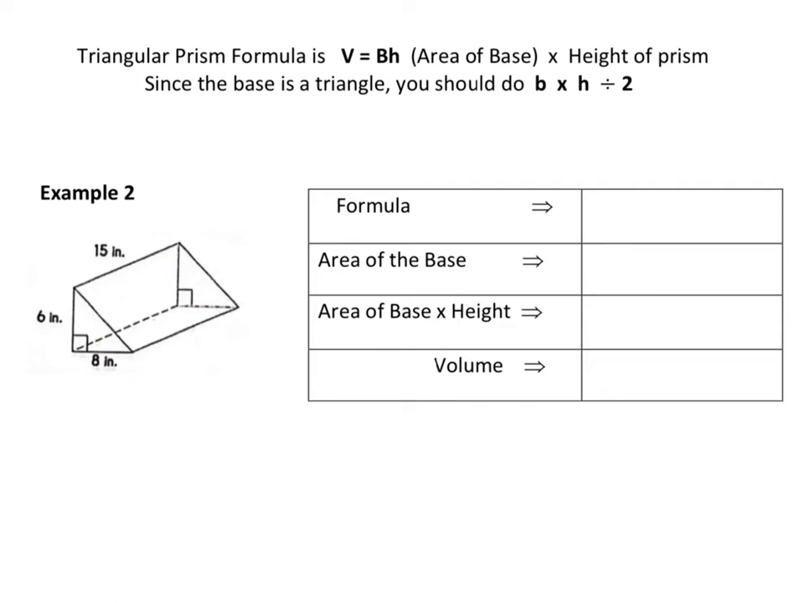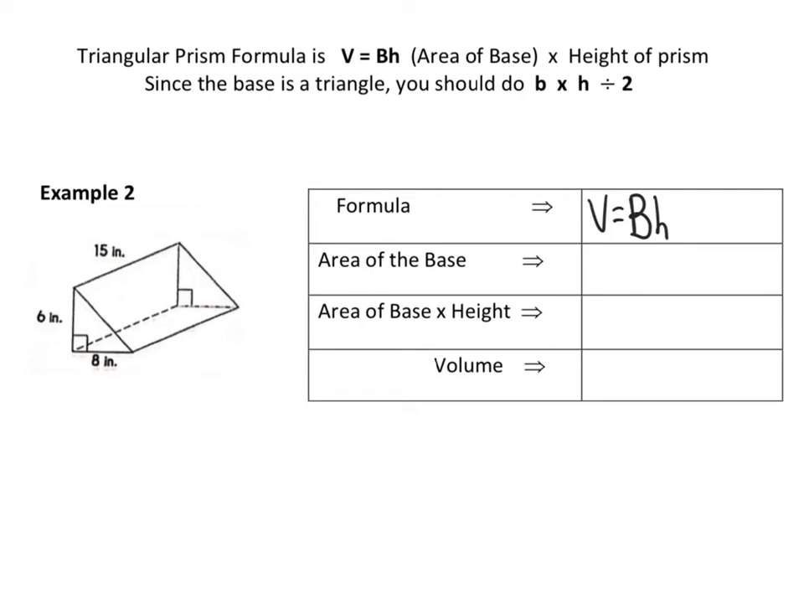Now here's our second example. It's a triangular prism. Again, the formula is still the same for volume. Volume equals big B times H. Again, big B is area of base. Then times the height of the entire prism. Since the base is a triangle, we have to do base times height divided by 2. Now our formula would be the same. Volume equals big B H. So let's break that down. Big B is area of the base.